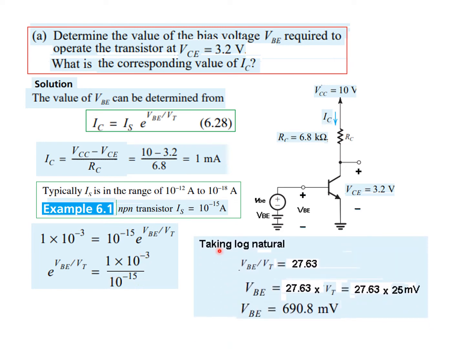And we take natural log on both sides, then VBE over VT will be the natural log of this part, which is 27.63. From here, VBE is 27.63 times VT, and VT is actually the voltage due to temperature, which is taken to be 25 millivolt. So when we plug in 25 millivolt, VBE is 690.8 millivolt. So this is the DC quiescent voltage VBE.